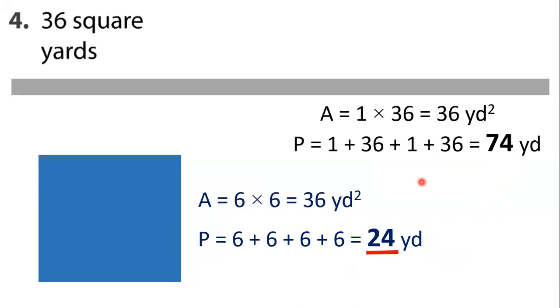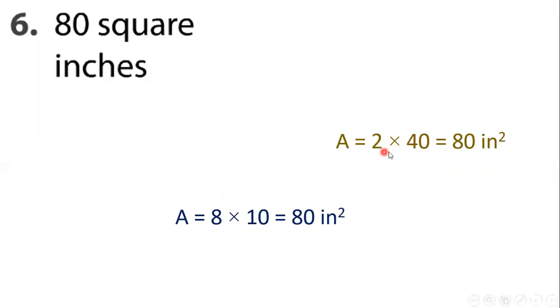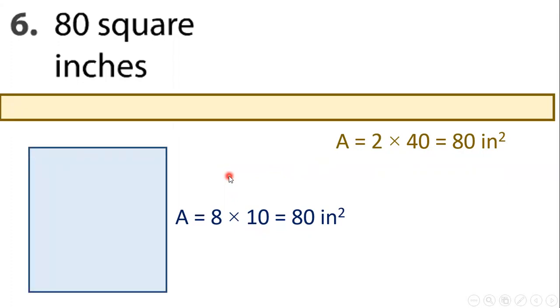We will not solve question 5. Go to question 6. I have to draw two different rectangles with the area of 80 square inches. Again, I need to find two multiplication equations with the answer of 80. I am thinking of 2 multiplies 40 equals 80 and 8 multiplies 10 equals 80. I will draw the rectangles.